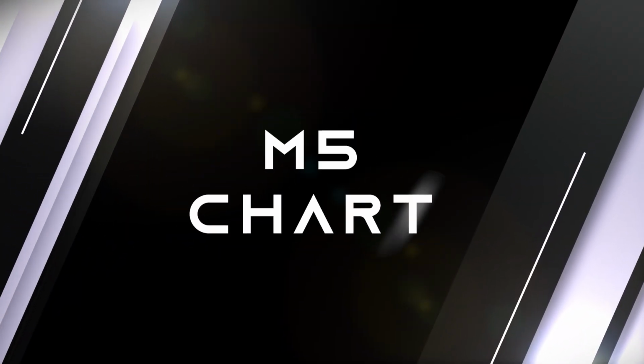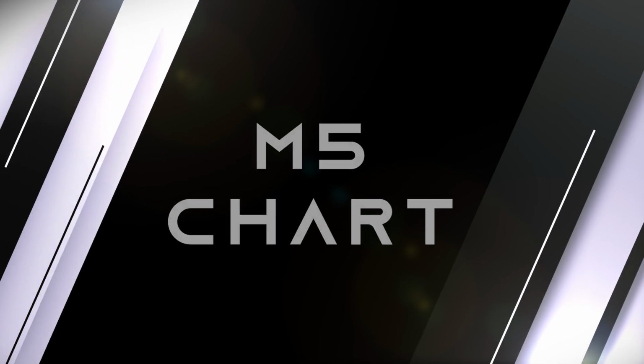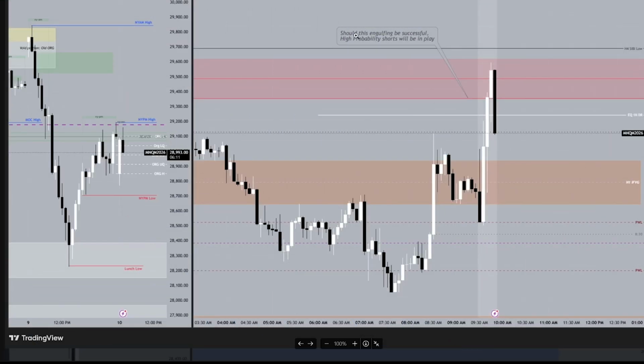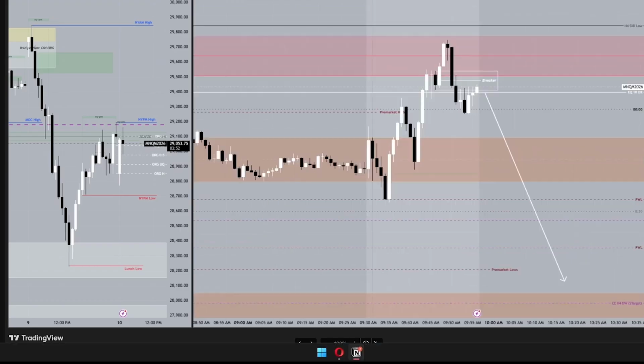I'm going to the 5 minute time frame where I'm showing you this engulfing candle. So this current candle engulfs this, and I'm saying, should this engulfing be successful, high probability shorts will be in play. And eventually this engulfing actually gets successful, and we'll see the shorts that played out, but inevitably we reject those shorts and attack this 4 hour CB low before eventually rolling lower.